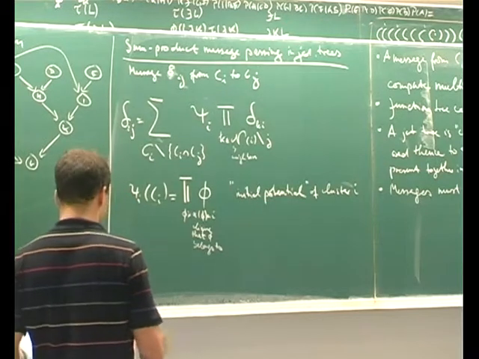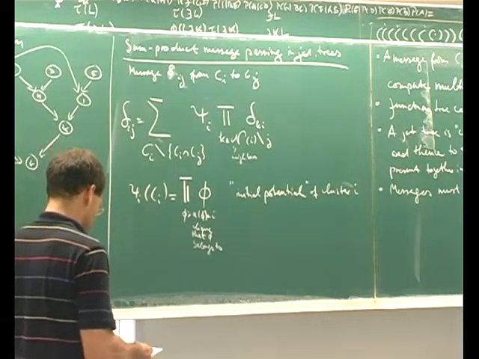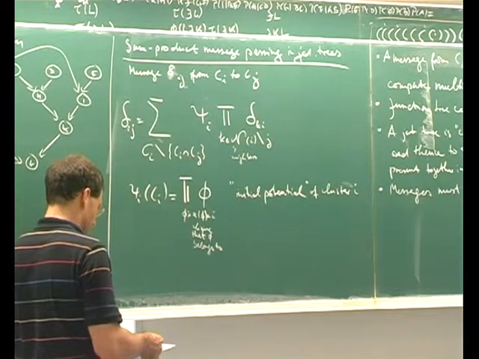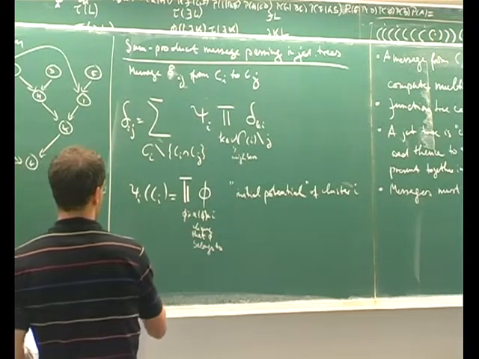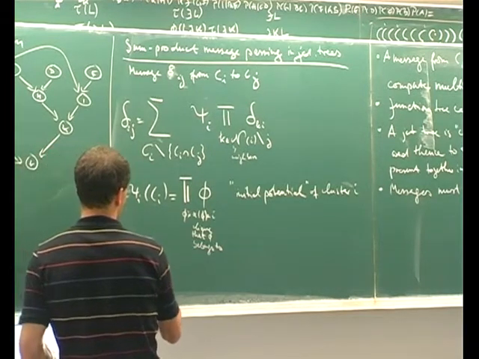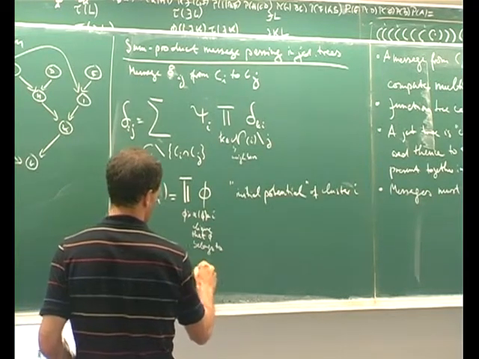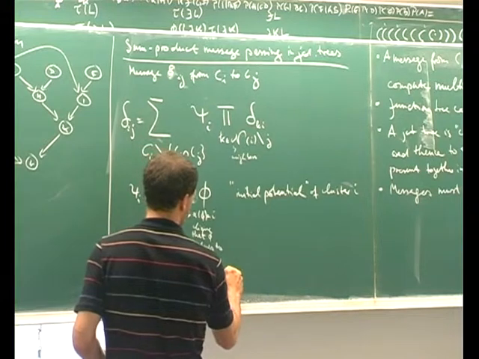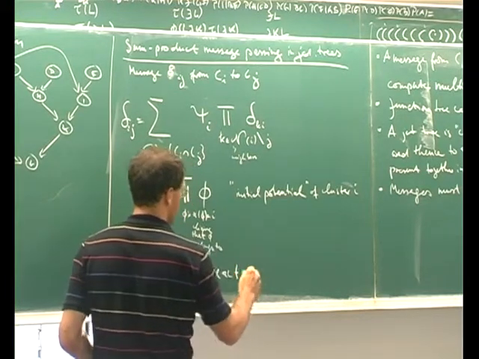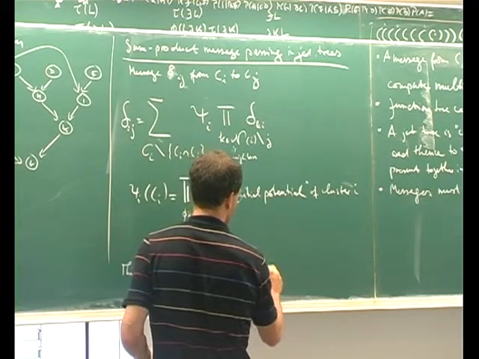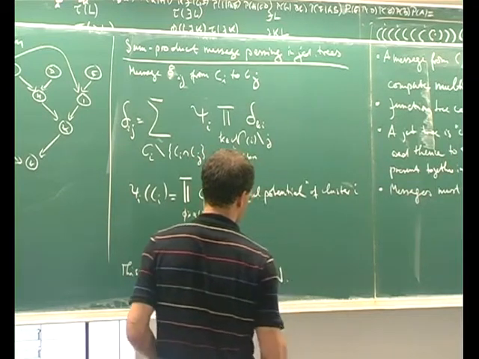Okay, and in directed graphical models, this corresponds to variable elimination, and hence this algorithm is exact in Bayesian networks.